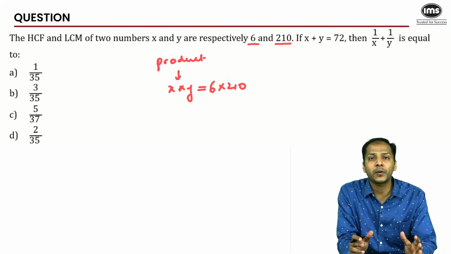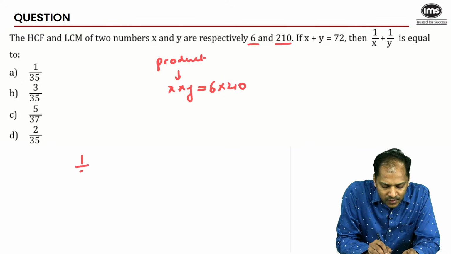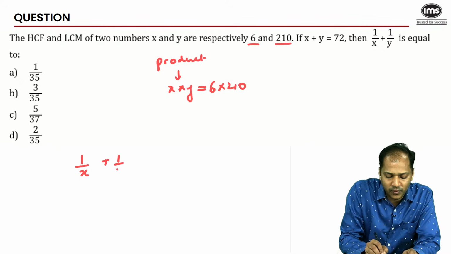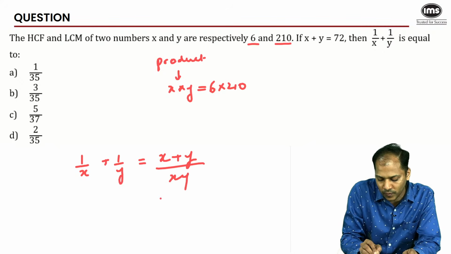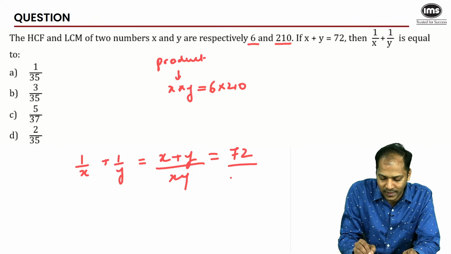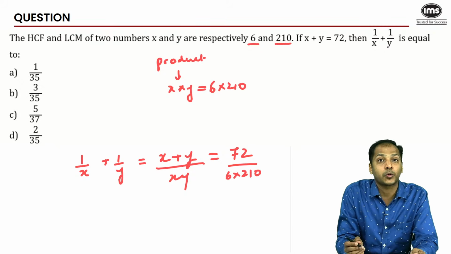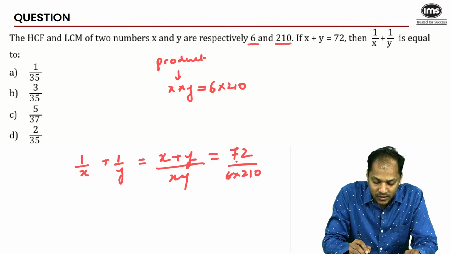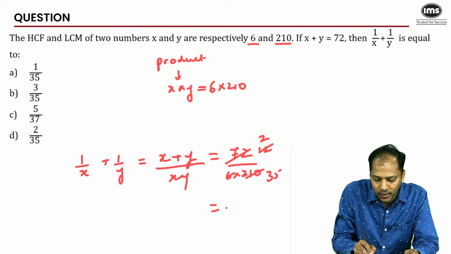Here the key point was you did not have to find the two numbers. You could easily have answered the question, because 1 by x plus 1 by y is nothing but x plus y upon xy. X plus y was given in the question as 72, and x into y we found out is 6 into 210. You just had to simplify this and get to the answer. 6 goes once, 6 goes 12 times, 6 goes twice, 6 goes 35 times over here. Therefore, the answer directly is 2 upon 35.